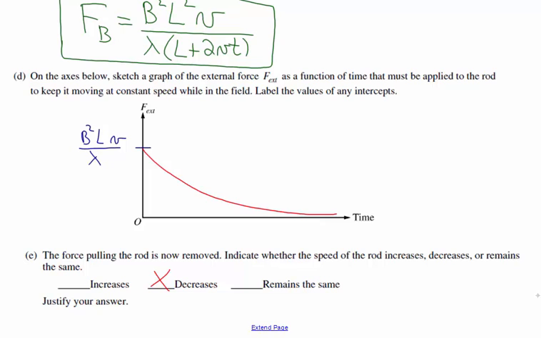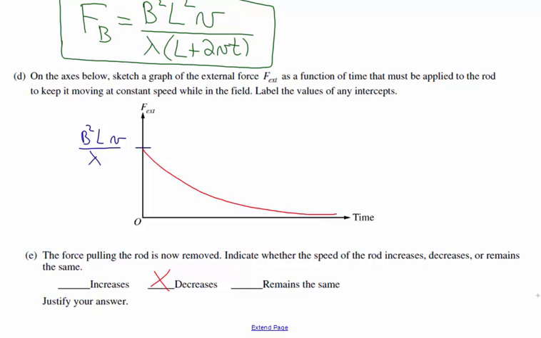So the answer is that the speed of the rod will decrease because there's now an unbalanced force that causes an acceleration opposite the direction of the velocity. And if the acceleration and the velocity vectors are opposite, the speed must decrease. And that's the end of the problem.